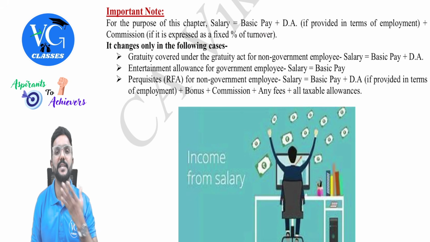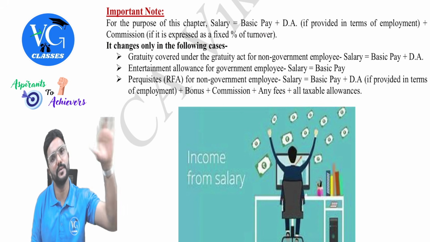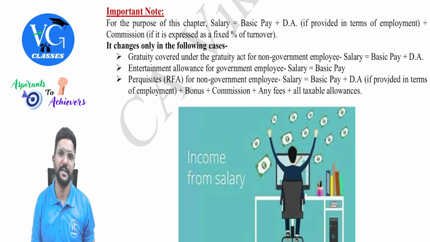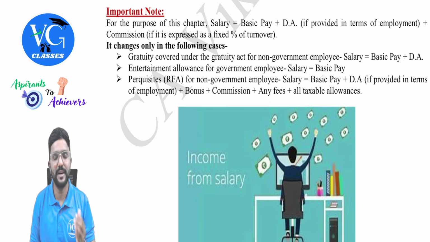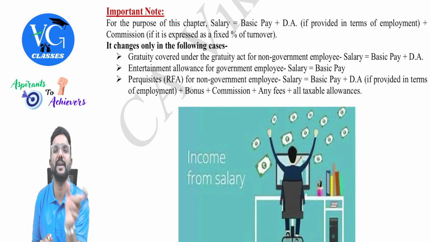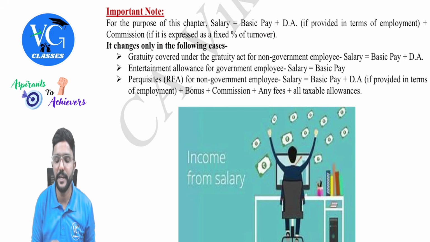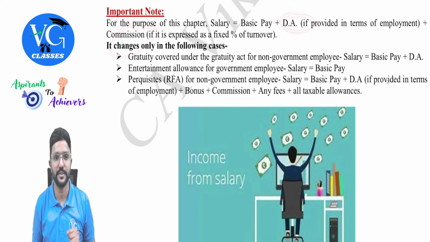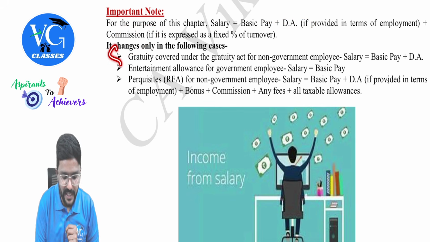So what if commission is paid as a fixed amount, like every month 5,000, 10,000? Then we don't count it here. It is fully taxable, but while calculating this, we don't consider it. So normally for the salary head, wherever they have mentioned 5% or 10% of salary, we need to take basic pay plus DA plus commission. For DA and commission, conditions are attached. But it will change in three scenarios.